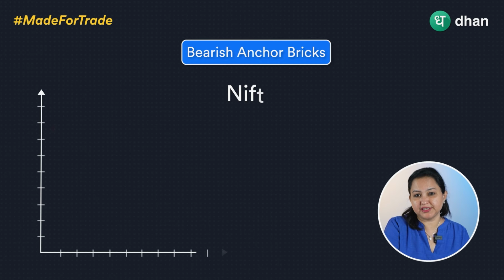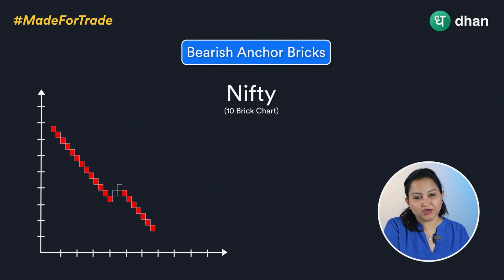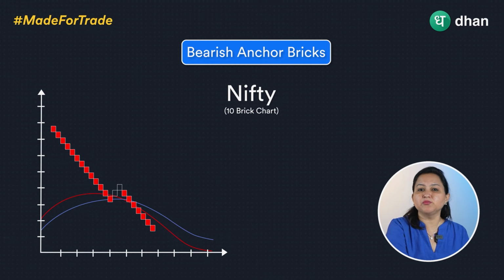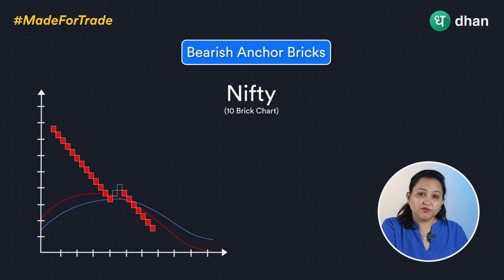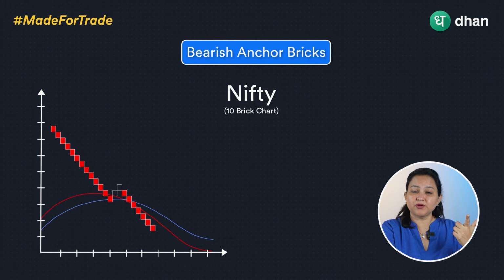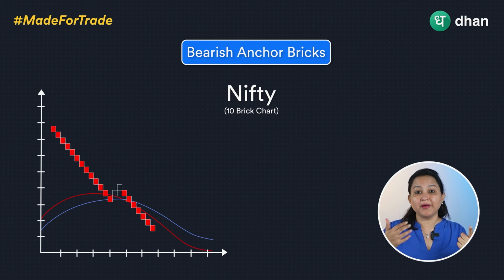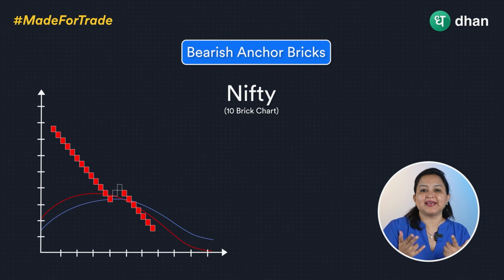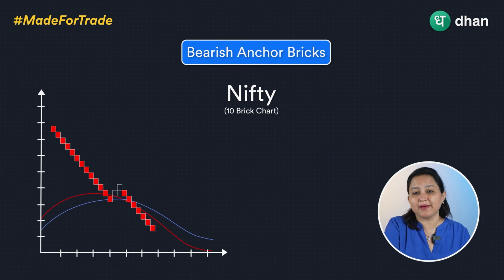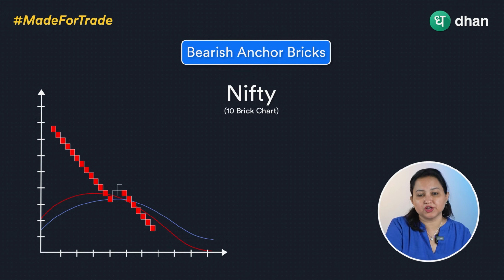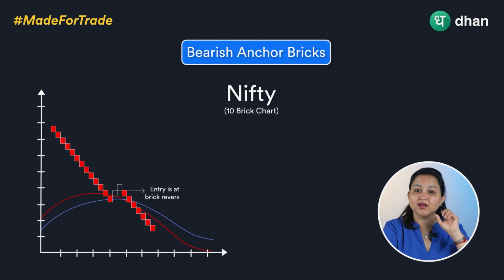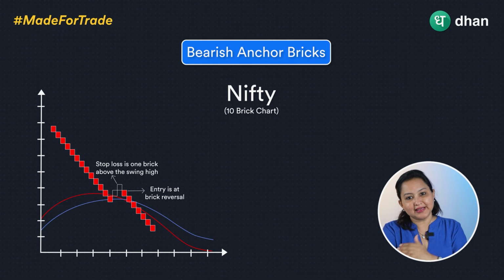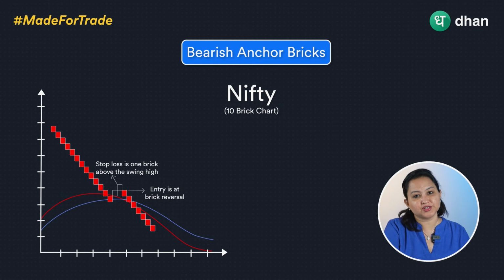Another example of Nifty, which is a Nifty 10 brick chart, is what you can see along with the moving averages. So 40 and 20 is the double moving average that we have used. Double moving average indicating bearish trend, bearish anchor bricks indicating momentum. So the trend is bearish, plus it's a strong trend. So both the indicators are telling us that we can participate in shorting Nifty at this particular point in time. At the reversal brick, 1 brick above the bullish swing is where your stop loss will be, and then the continuation of trend in the downward direction is what we can expect.